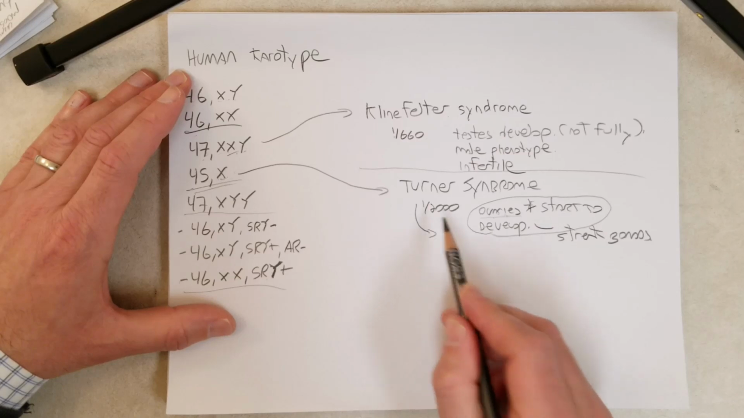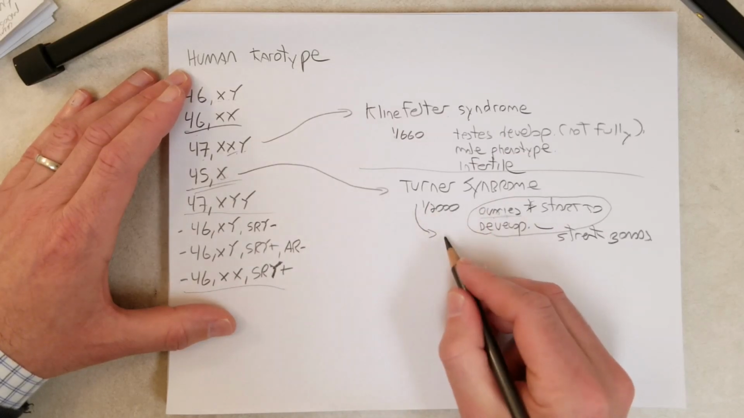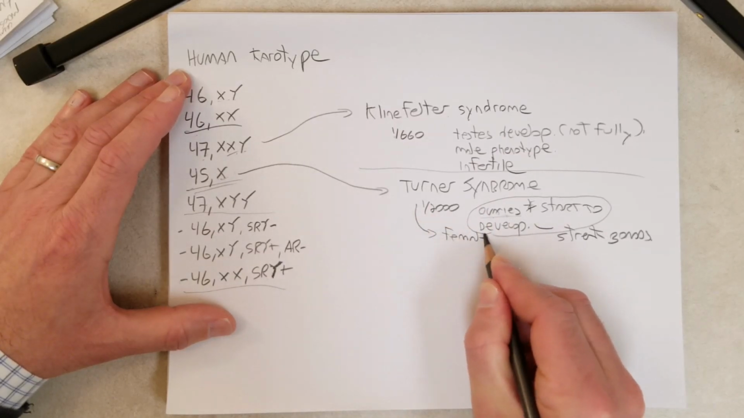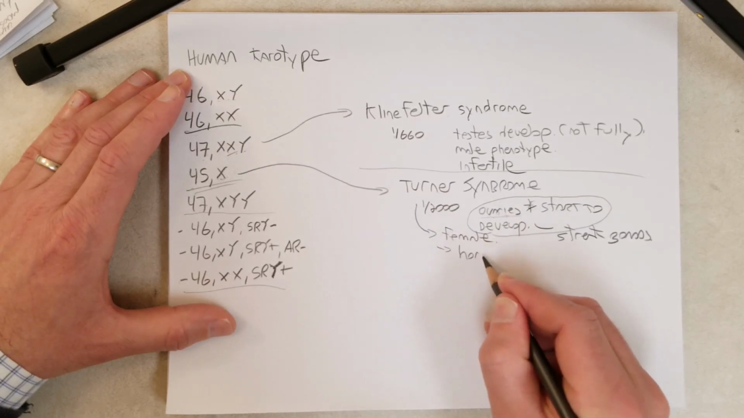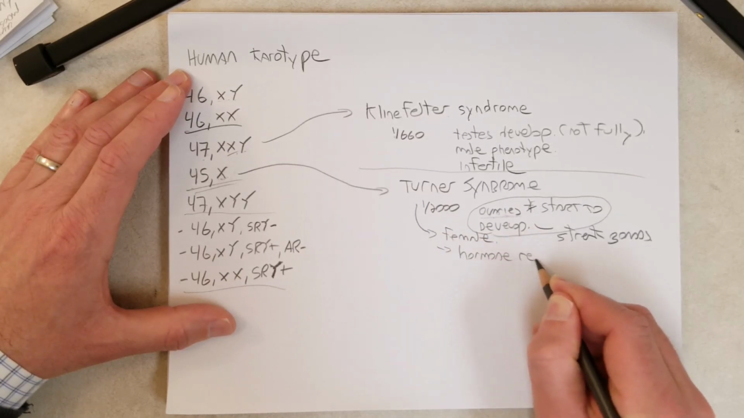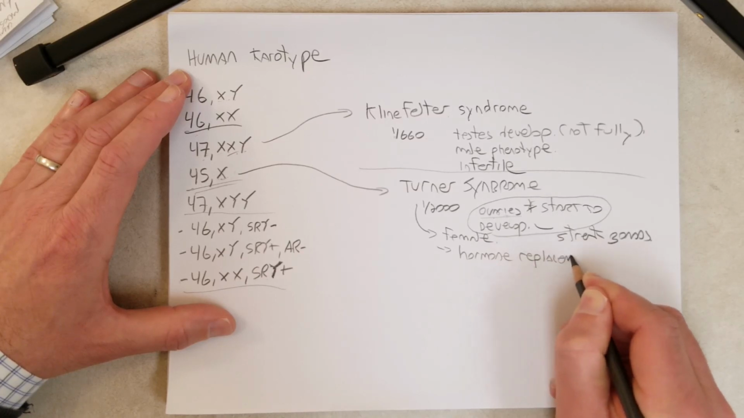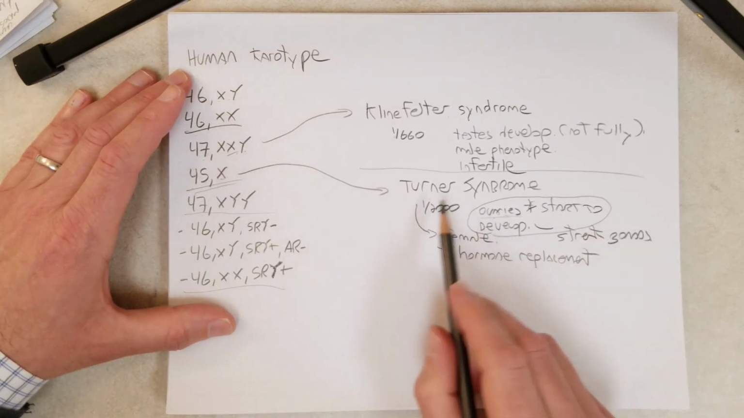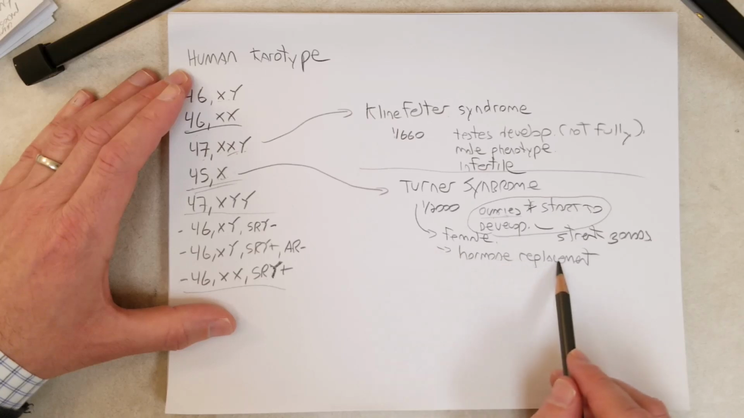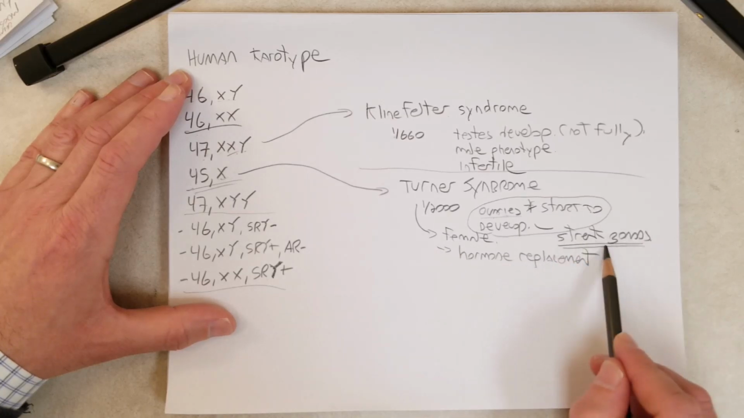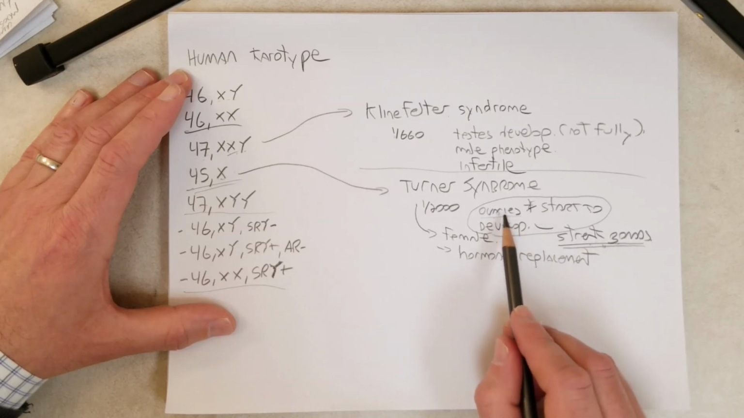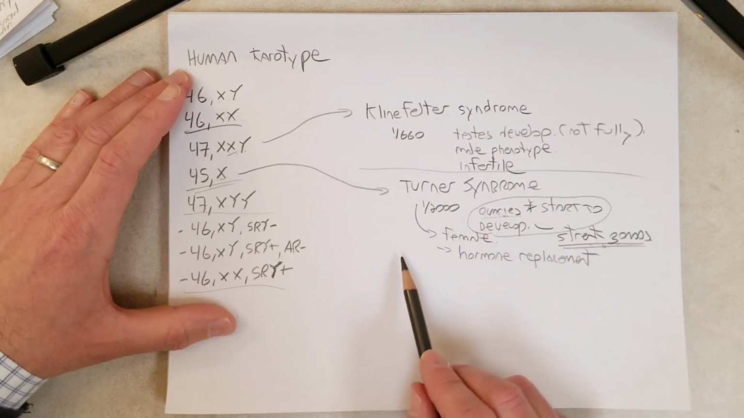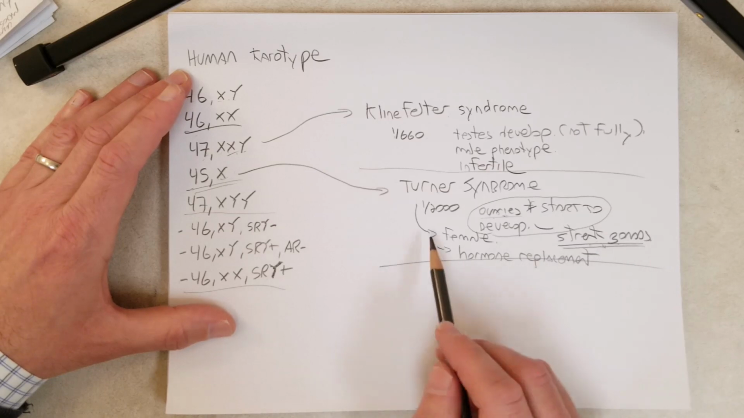So Turner syndrome, the overall phenotype is female, external genitalia is female, but they might need hormone replacement therapy. This is a very complicated subject. So hormone replacement therapy, because the streak gonads don't produce the hormones that would normally be produced by the ovaries.